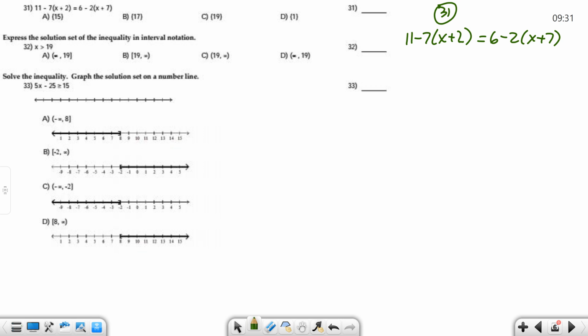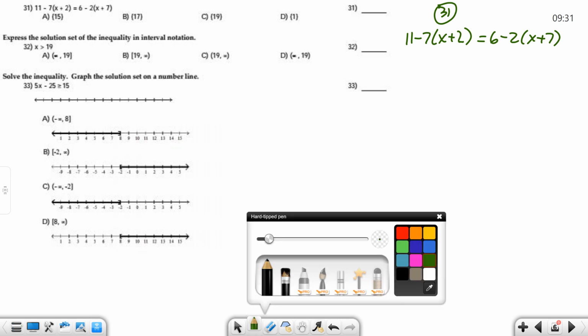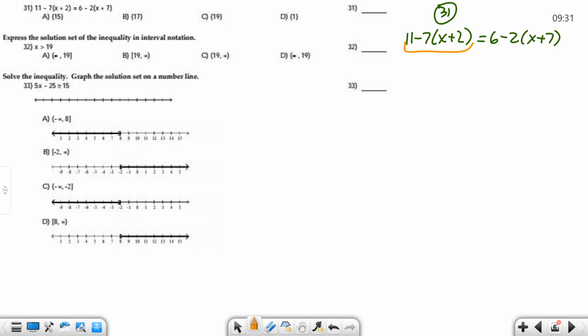If I look at just the left-hand side, what do I do first? Well, is there anything I can do inside here? No. So what I do then is I'll take this negative 7 and distribute it. So I'll leave the 11 out front. Negative 7 times x is negative 7x. Negative 7 times 2 is negative 14.